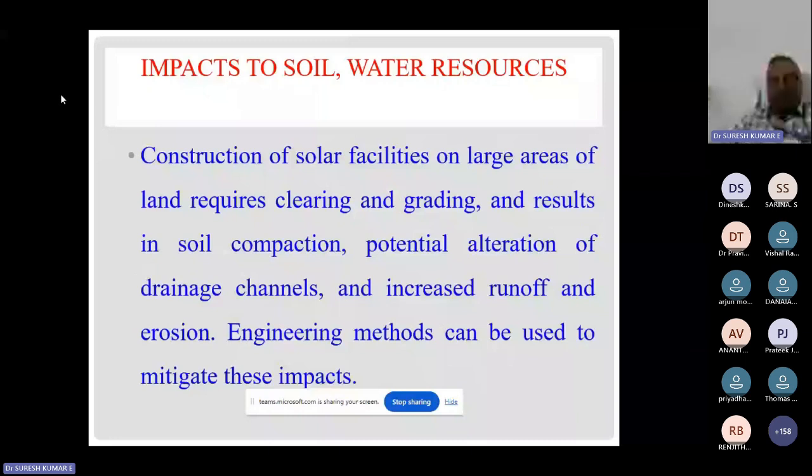Then soil and water resources issue. The construction of solar facilities. When I'm saying solar facility, it is on grid, not off grid. That is not a small power generation. It is utility scale, connected to the grid. Large areas of land require cleaning and grading, and result in soil compaction, and potential alteration of drainage channels. At the same time, we want drainage channels, because once you are washing the solar panels, we need drainage channels, and increased runoff and erosion will be there. Then engineering methods can be used to mitigate these impacts.